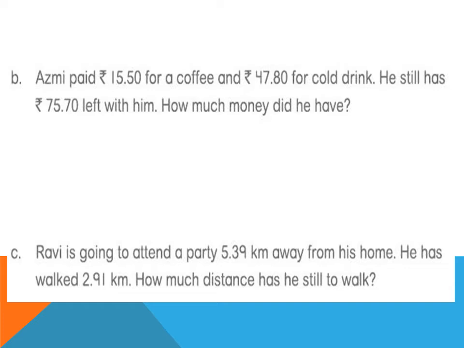And question number C: Ravi is going to attend a party 5.39 km away from his home. He has walked 2.91 km. How much distance has he still to walk? Pause the video, take your time, try to solve this yourself.